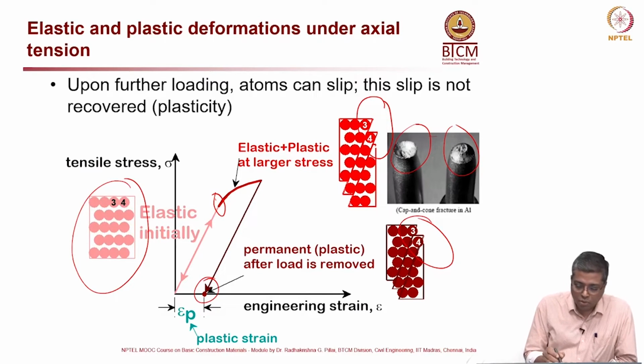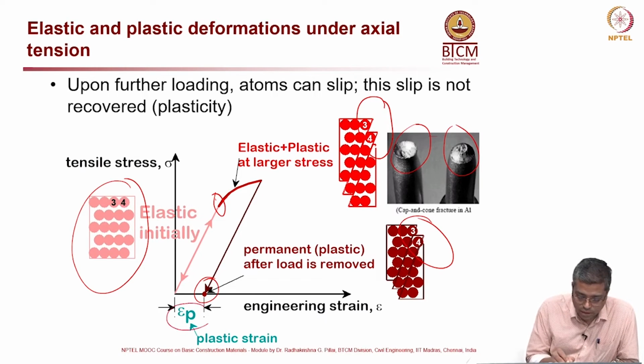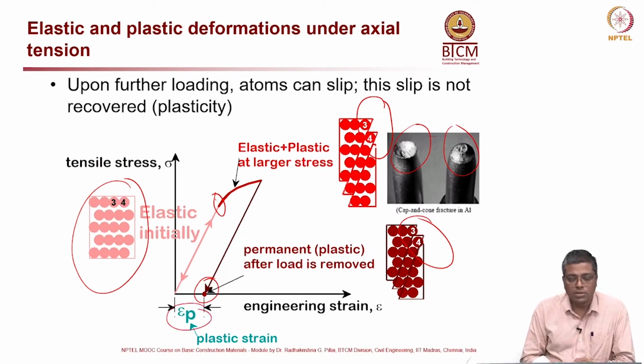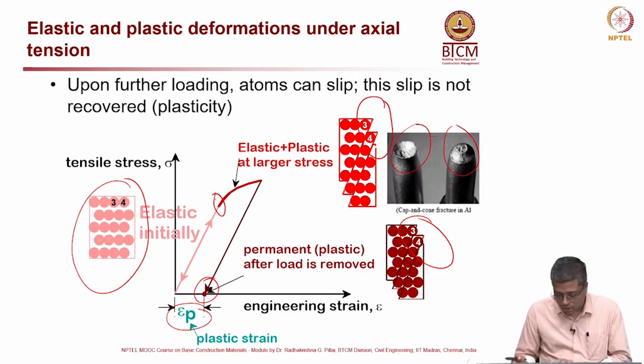Now, from this sketch we can get the plastic strain, where epsilon p indicates the plastic strain. That means that much deformation is permanent deformation. Even after unloading, it does not come back to the origin of the curve. So, that is the permanent deformation.